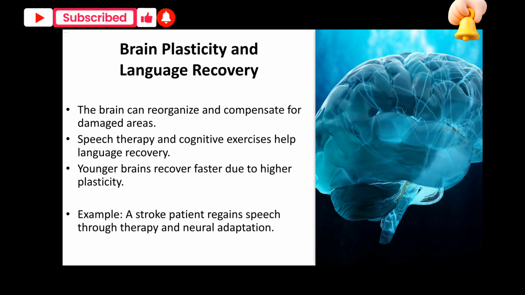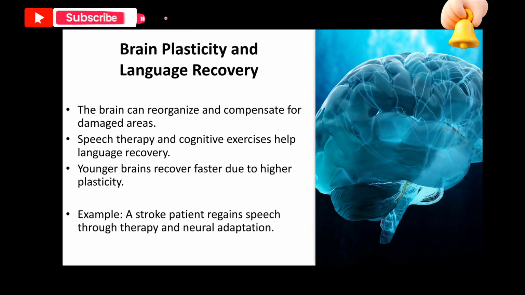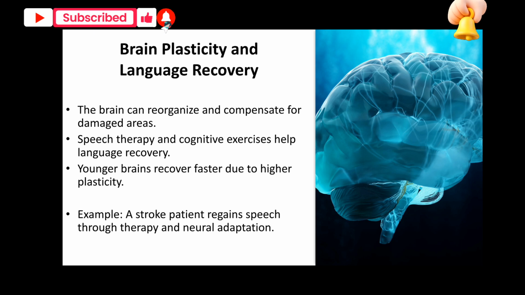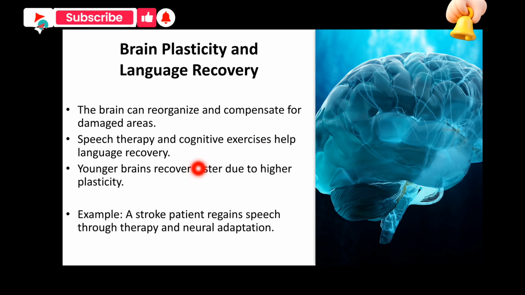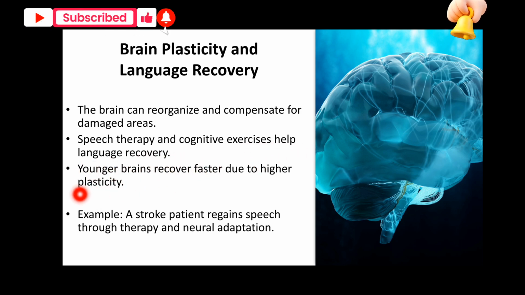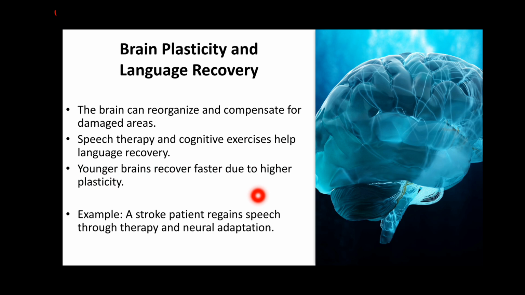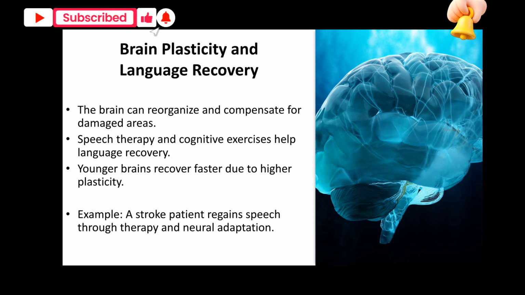Now, brain plasticity and language recovery. You can recover if you're suffering from Broca's or Wernicke's damage at an early age. So the brain can reorganize and compensate for damaged areas. Speech therapy and cognitive exercise help language recovery. A younger brain recovers faster due to higher plasticity. For example, stroke patients regain speech through therapy or neural adaptation.